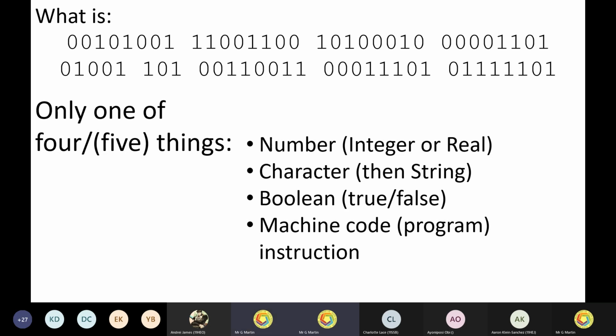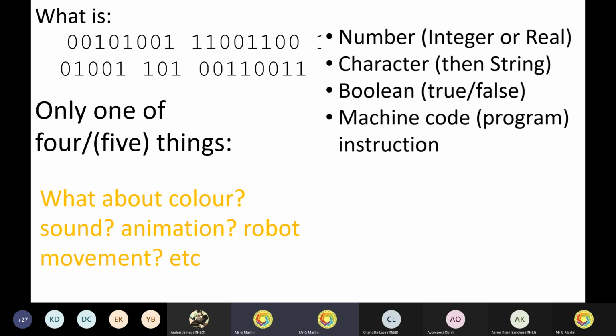But in fact, number is divided into 2. It can either be integer, a whole number, or real with maybe a decimal part. And we look at how all of these 4 things are coded inside the computer and how to interpret binary. That's the level that we go to in computer science. So what about colour, sound, animation, robot movement? If I say that those are the only things that they can be, well, we find out in computer science how they are represented. And in fact, all of those things, colour, sound, animation, robotic movement, etc., are all numbers, characters, or Booleans.